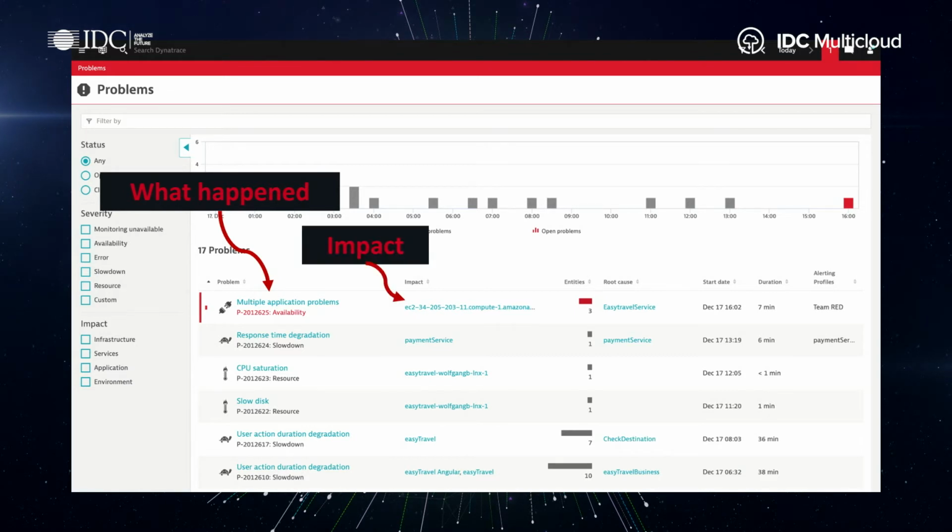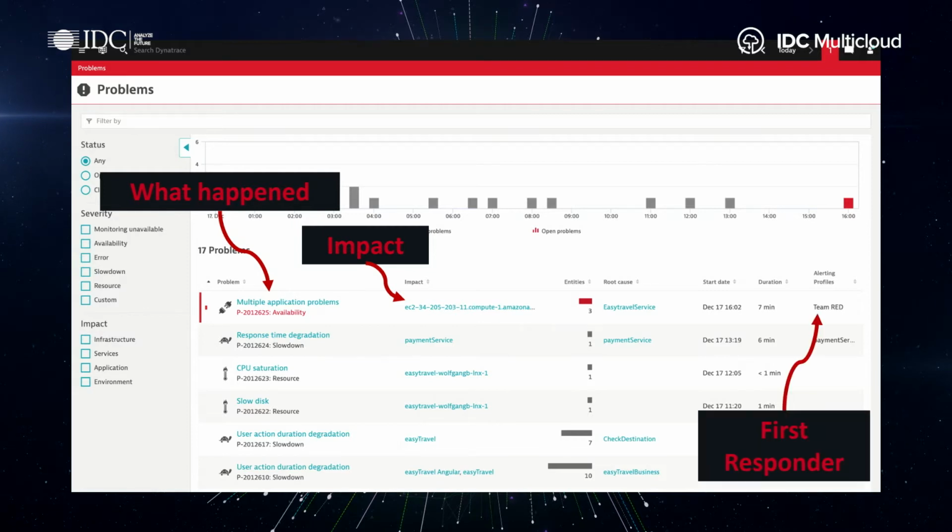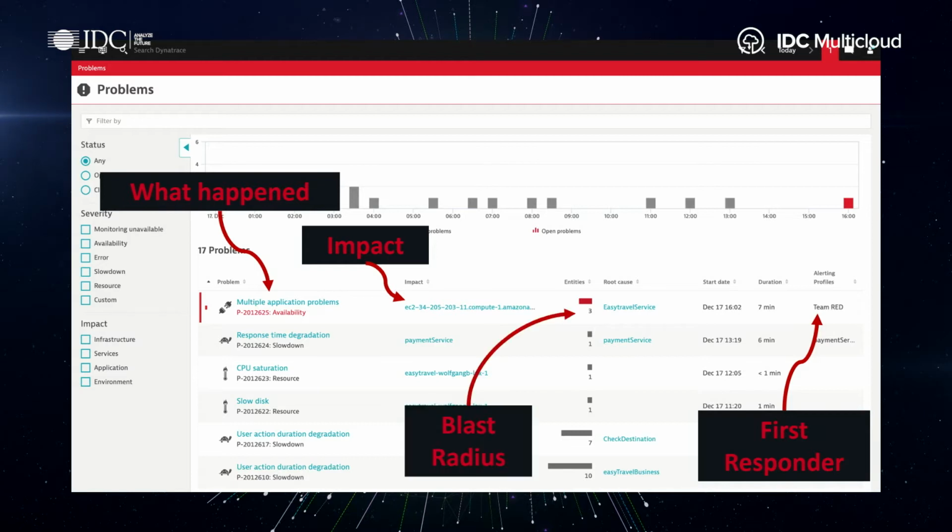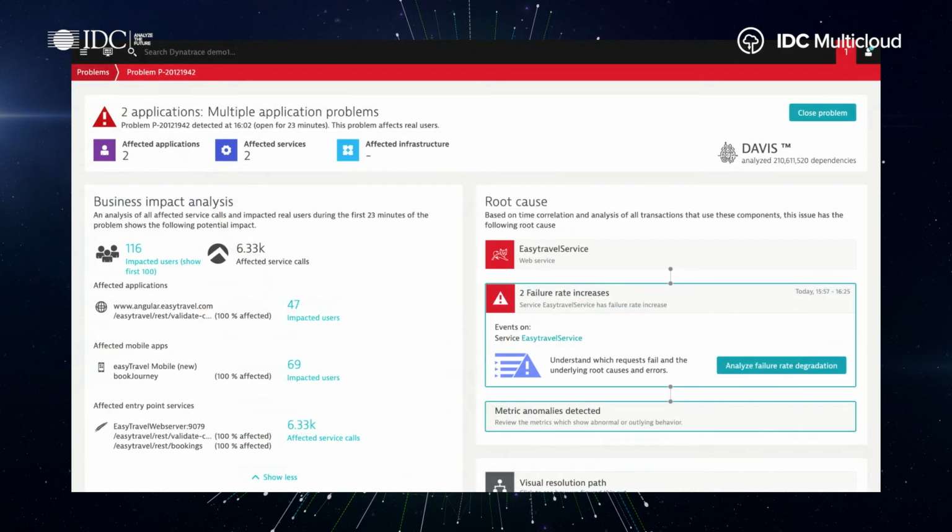Which services or processes are being impacted? Who is my first responder team, who is picking up this particular problem, and what is also the blast radius, how many other services or entities are impacted, and what is that root cause? And here we can see that that root cause was actually a particular service, and we can see the massive amount of applications and users that were impacted.